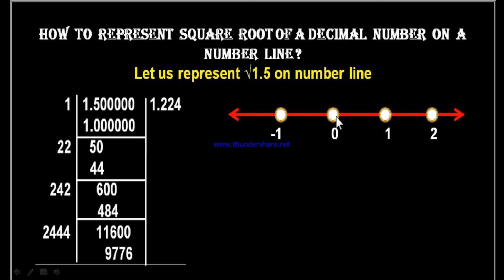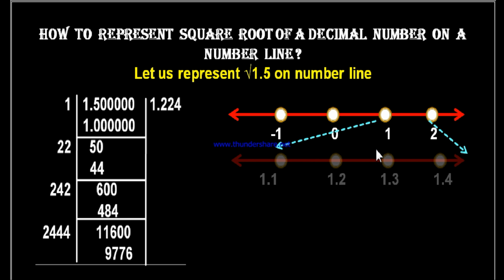You take a number line and this point is 0. On the right hand side of 0, you take positive values plus 1, plus 2. On the left hand side of 0, you take minus 1. As this value is 1.2, this value lies between plus 1 and plus 2. This distance on the number line is to be magnified like this. Now 1.1, 1.2, 1.3 and 1.4.